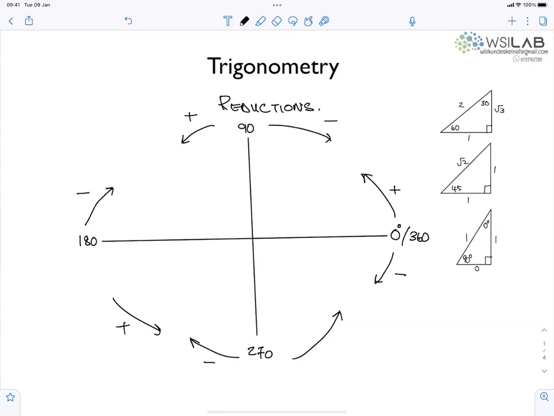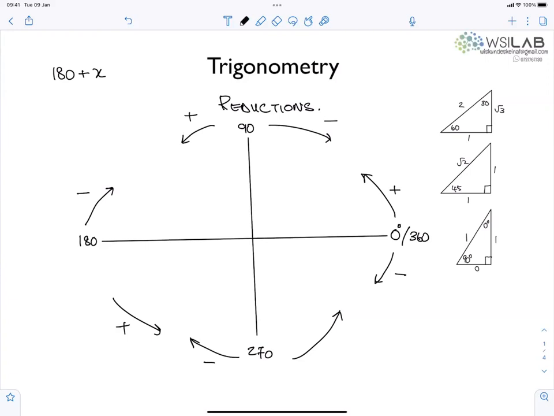Happy with that? So clockwise is subtraction and anti-clockwise is addition. So an angle of, say, 180 plus x, where x represents an acute angle. Would you agree we're somewhere here in this section there? Yeah. Okay, good.